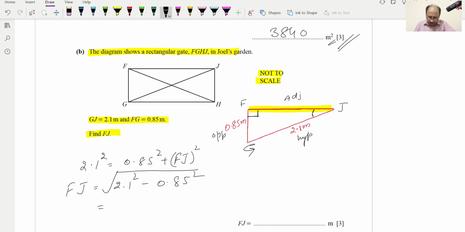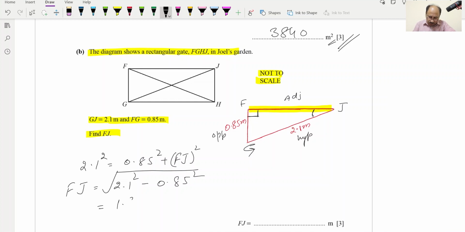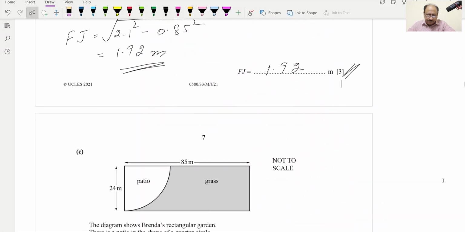So we can solve this: under root of 2.1 squared minus 0.85 squared, and this is equal to 1.92. This will be in meters because other lengths are in meters. So this will be 1.92. This will be our answer for 3 marks. Hopefully you understood this.